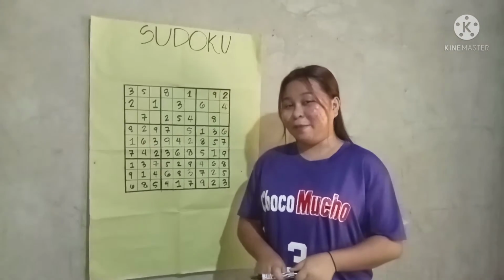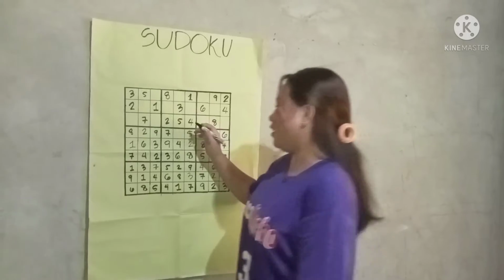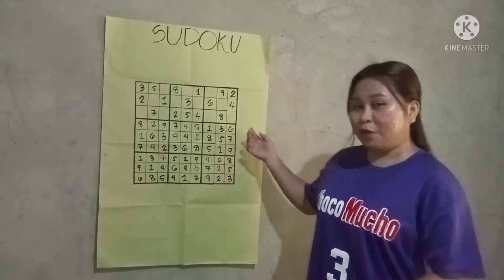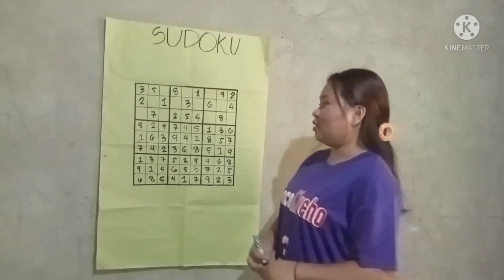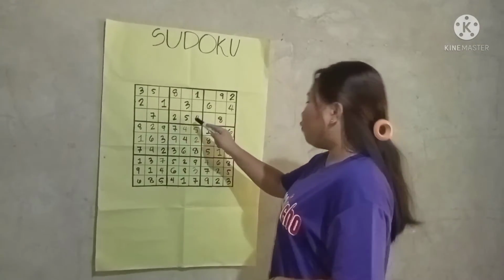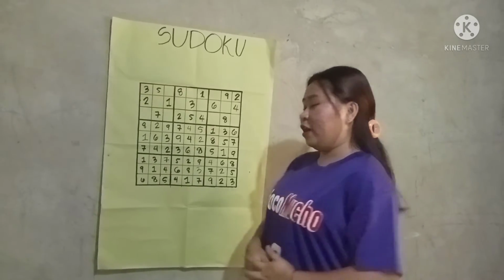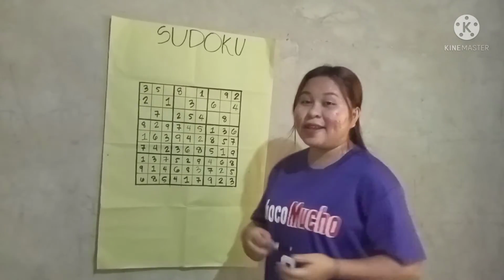Lastly, the remaining number is 4. So we're gonna put it here. So here's the number 4. Let's go to row number 7. In row number 7, the numbers are 2, 4, 5, 7, and 8. The missing numbers are 1, 3, 6, and 9.